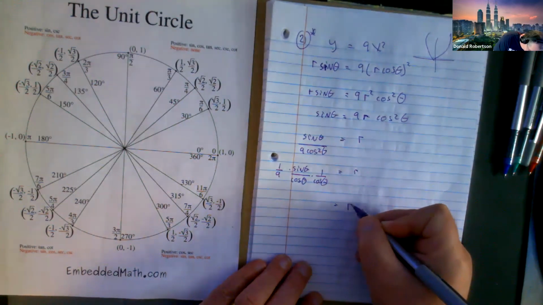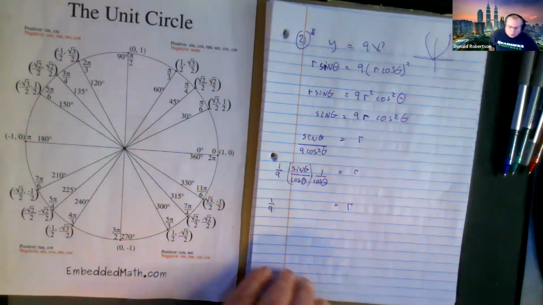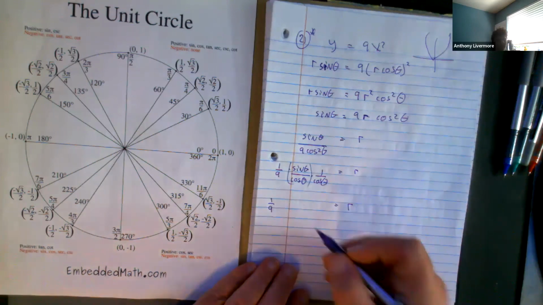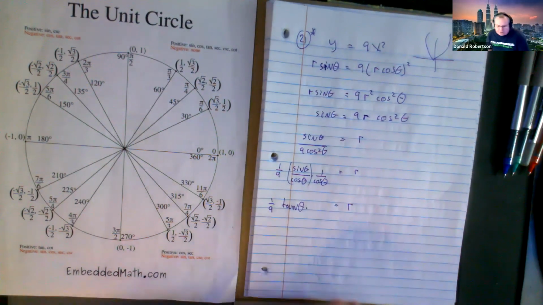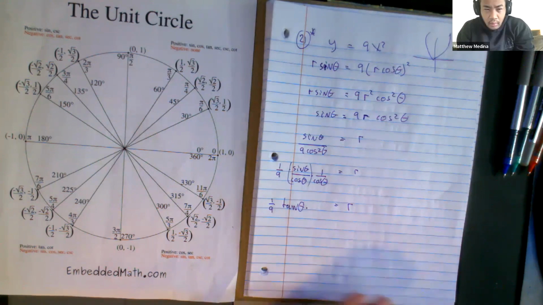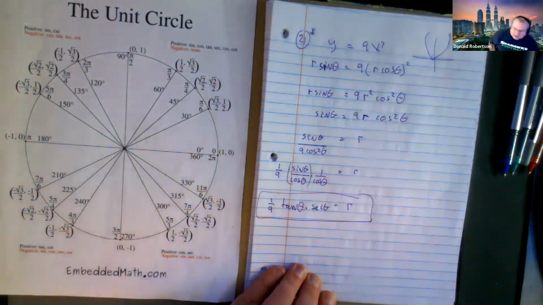Now to finish this off, what is another version of sine theta over cosine theta? What does sine theta over cosine theta get you? Tangent. And what is another version that doesn't have fractions in it of 1 over cosine? Secant. We are finished. We have made it r equals, and there's no fractions.